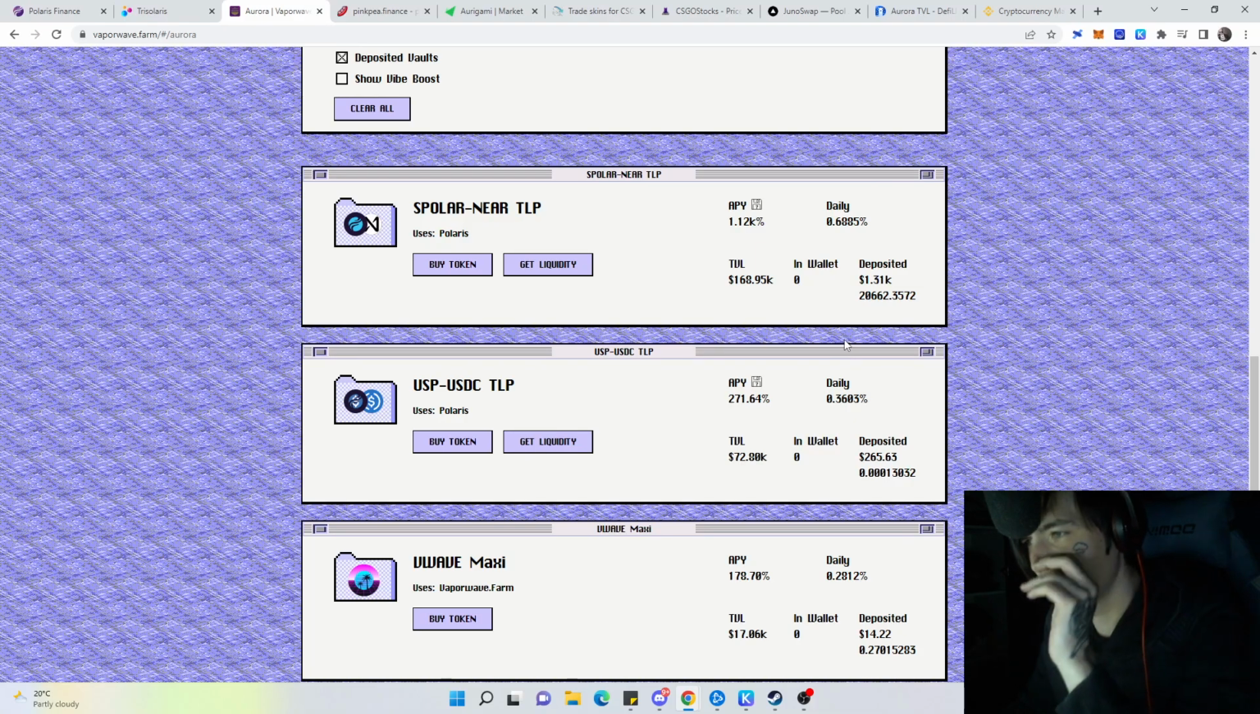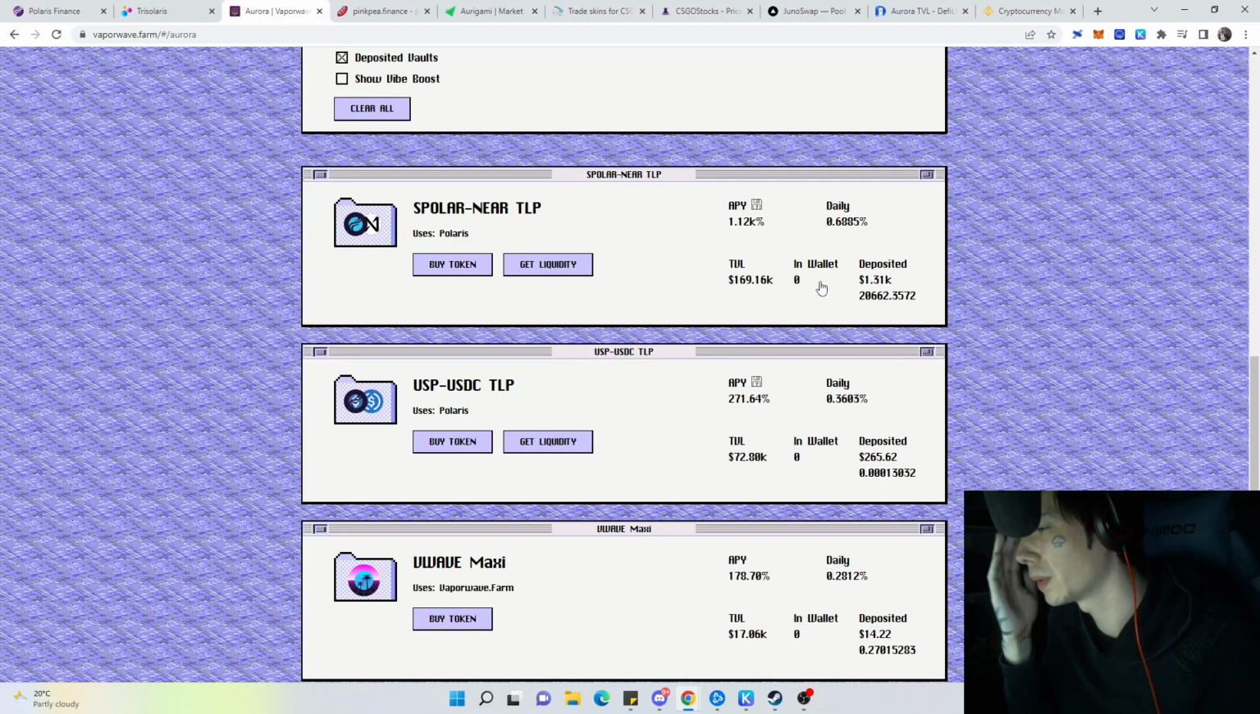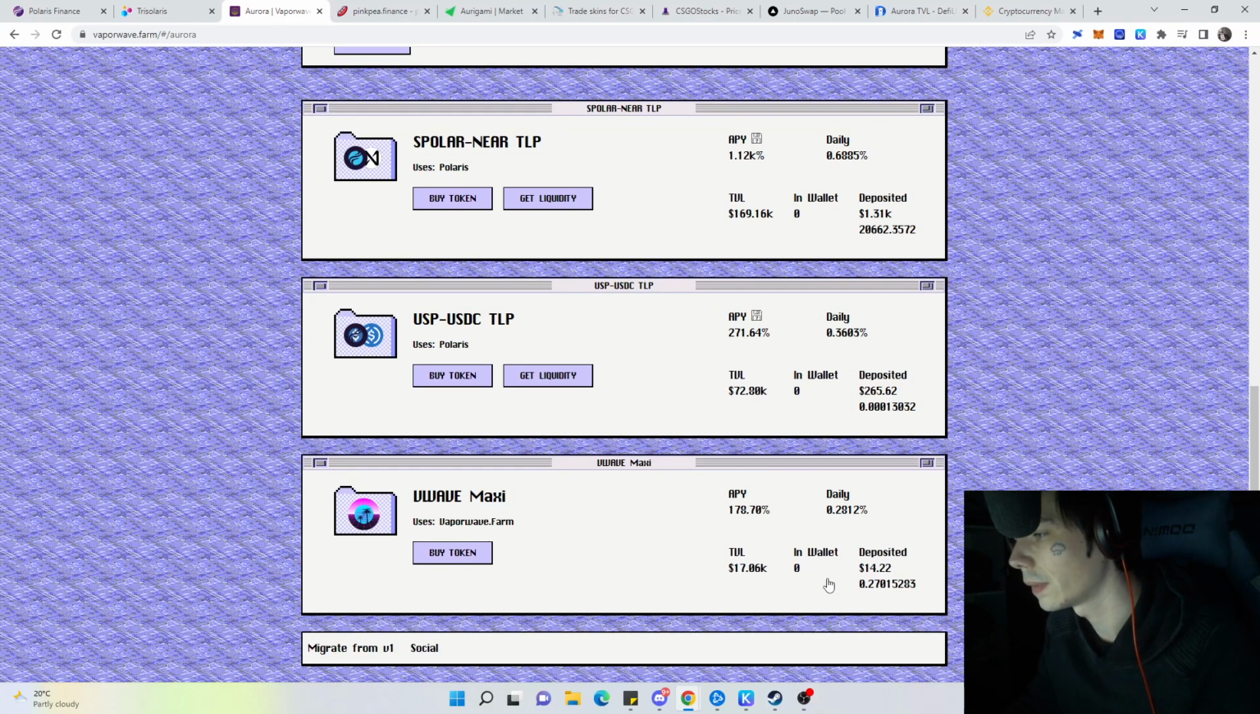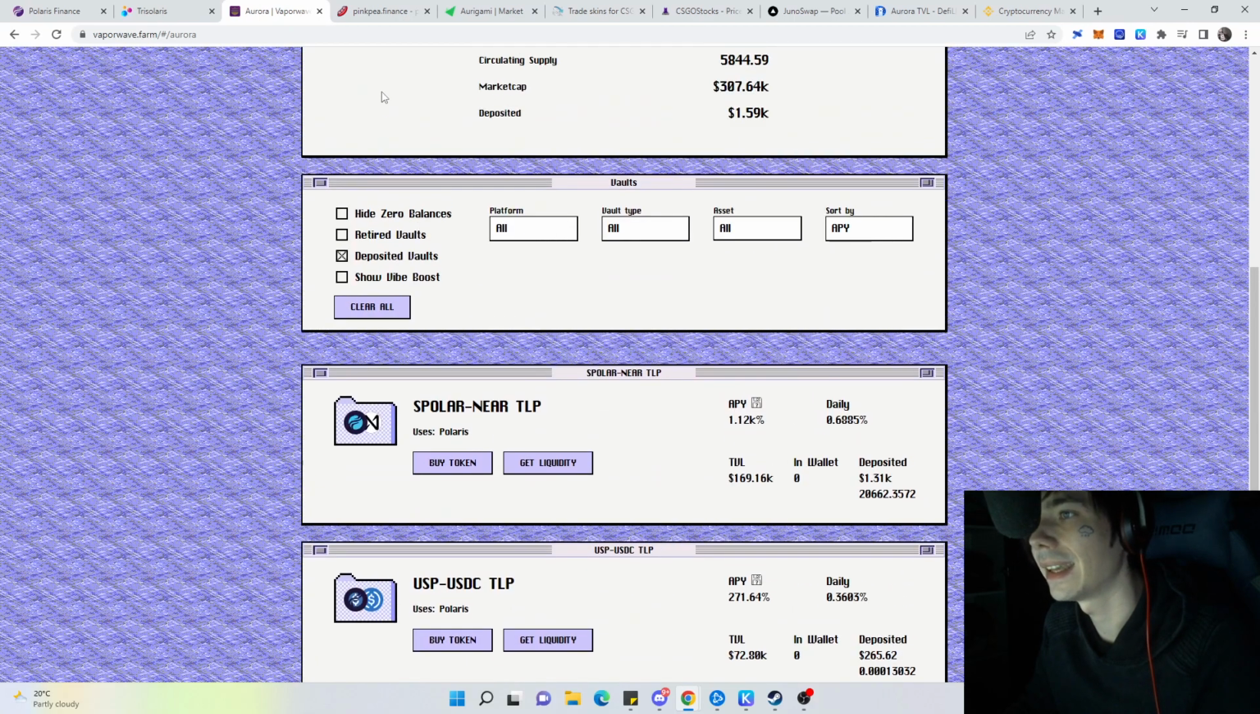And we're also going to look a bit at Aurora itself later on in the video, how the network is performing overall. And currently 1,310 buckaronis in the Aspolar and Near pool. Yes, I did increase the position again simply because I wanted to. So yeah, right now we are almost earning around 10 bucks on that position alone, which is really nice to see. The USP USDC one, 265, nothing added there yet. And for the Vapor Wave, currently 14 buckaronis, so also on that side, nothing added there yet.